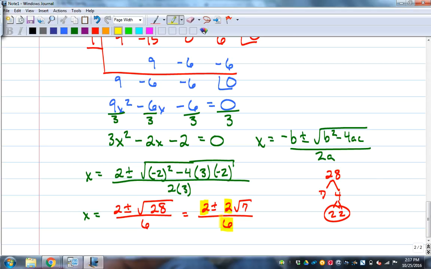And then those 3 highlighted pieces are all divisible by what? 2. So divide them by 2.